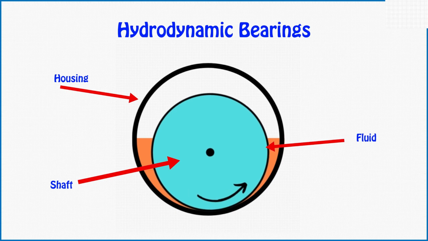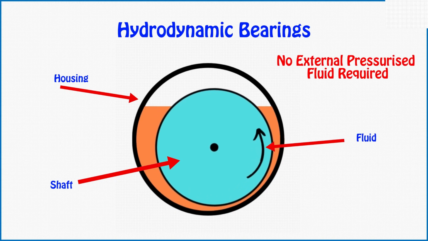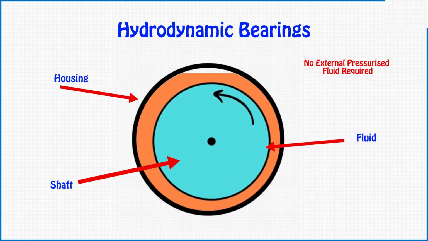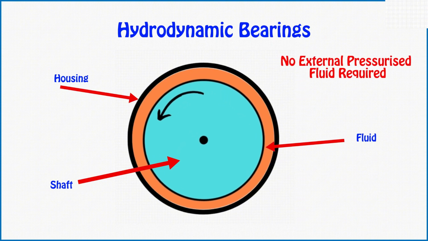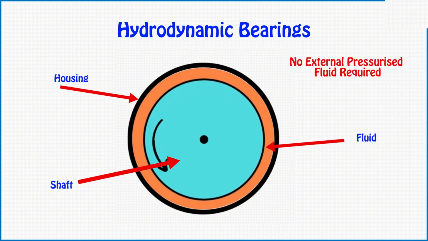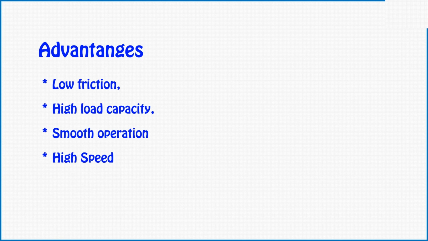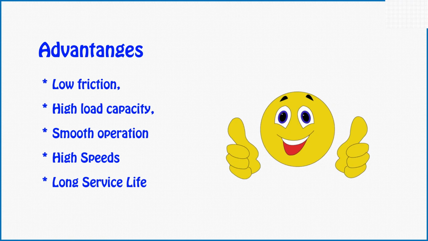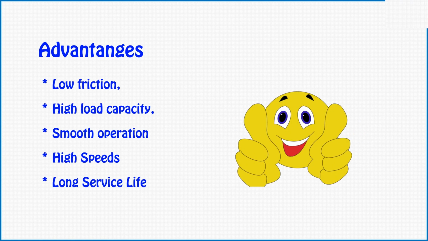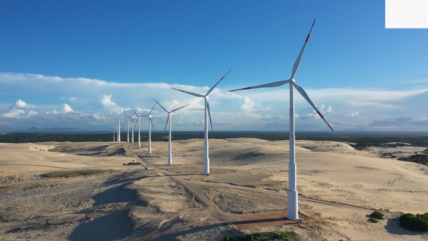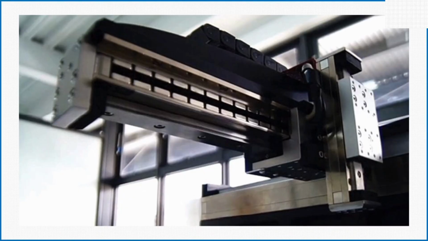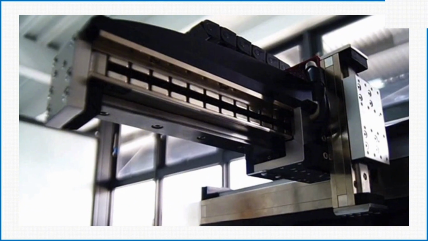In hydrodynamic bearing, the relative motion itself will help the fluid to form a separator film around the shaft and hence reduce the friction. The advantages include low friction, high load capacity, smooth operation, suitability for high speeds, and long service life. It is commonly used in turbines, compressors, and precision instruments for their reliability and efficiency.